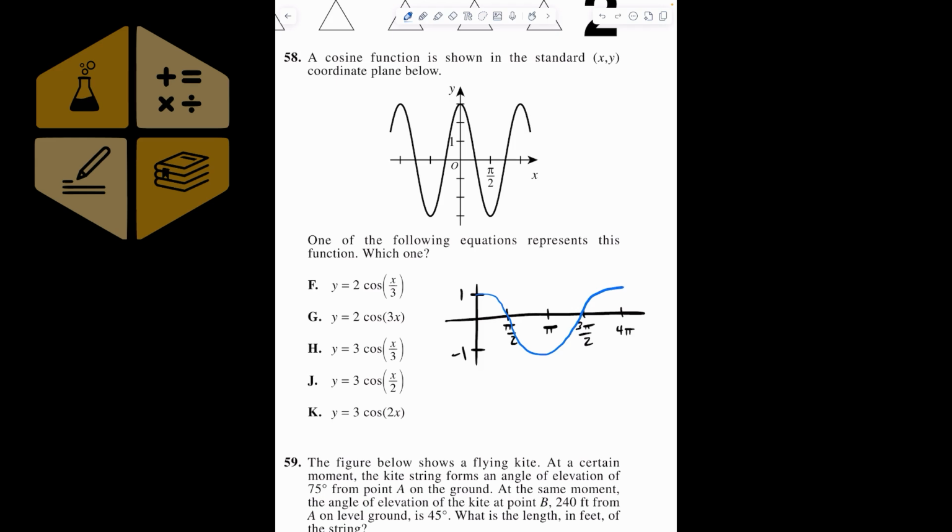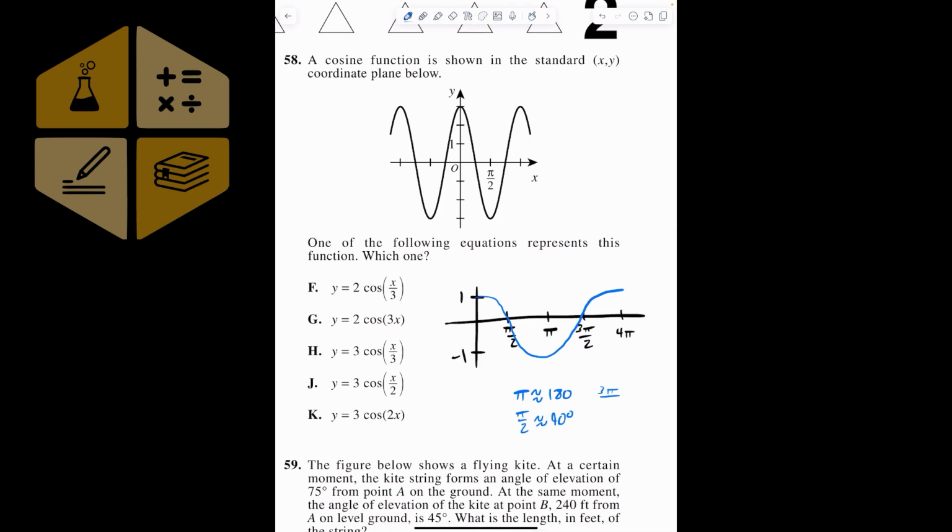Okay? On this graph, pi is equivalent to 180 degrees. So, pi over 2 is equivalent to 90 degrees, if you will. 3 pi over 2 is equivalent to 270 degrees. And then, of course, 4 pi is equivalent to 360 degrees or 0 degrees, okay? That's another way to think about it. You can kind of play with this and see what I'm talking about.